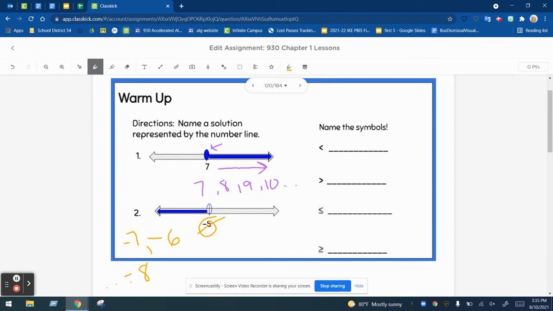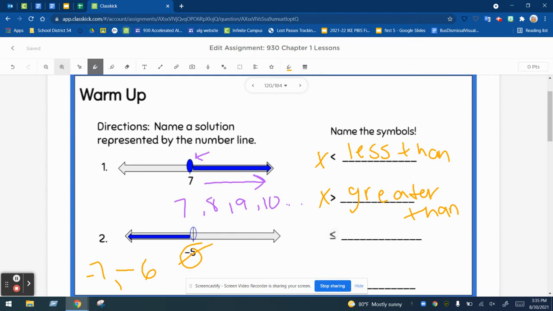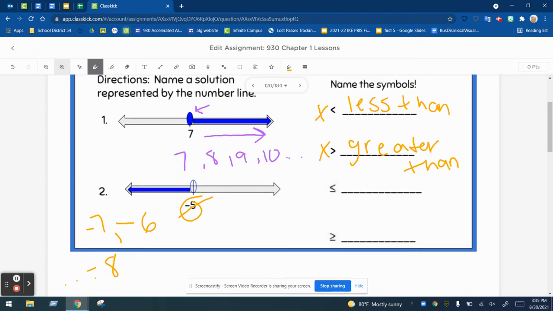Let's talk about our symbols. We are going to read our symbols from left to right. So for example, if I had x on the left of this symbol, it would be x is less than, and we could put a 7 in there. If I had x here, it would be x is greater than. And then finally, we would have our less than or equal to and our greater than or equal to.